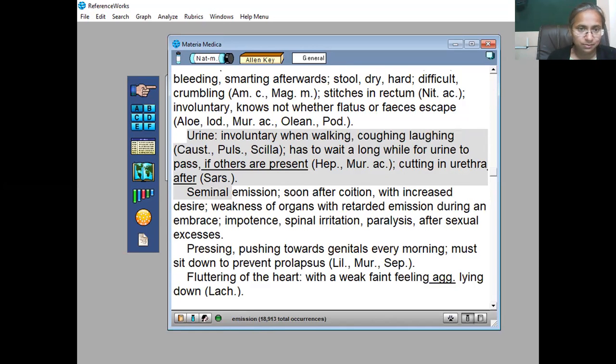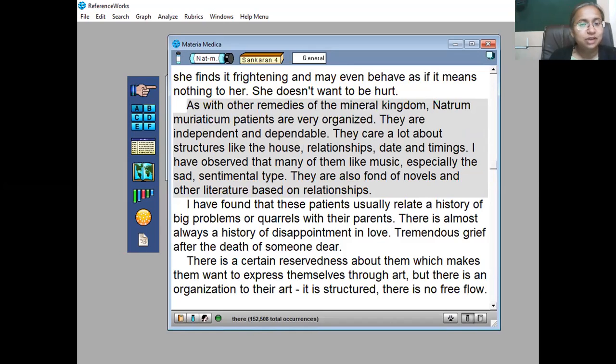They can't pass urine. As with other remedies of the mineral kingdom, Natrum mur patients are very organized. They are independent and dependable. They care a lot about structures like the house, relationships, dates and timings. This lady was really concerned about her husband, her Dubai house, her close group, and she was dependent on them, seeking support, and also she is very dependable.